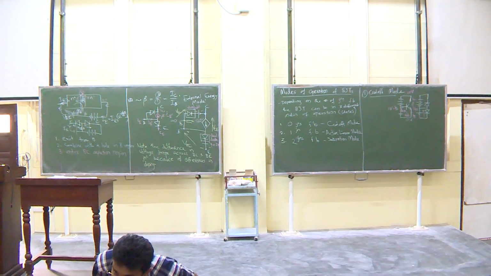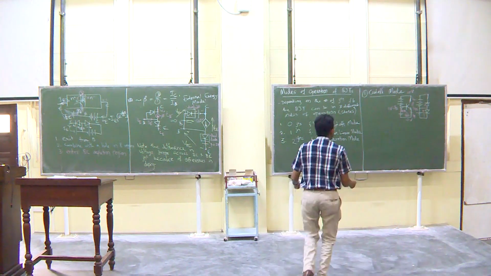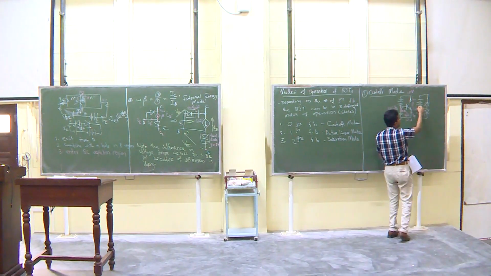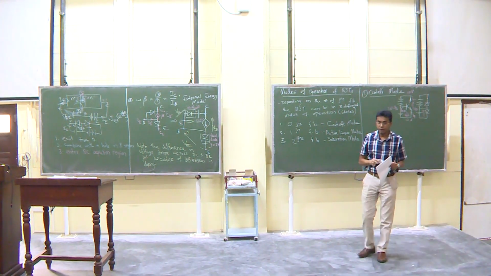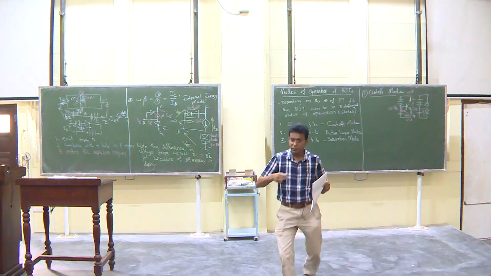That diode is forward bias. This diode is forward bias. This diode is reverse bias. Here you have positive, that means it is reverse bias. Any mistake here?